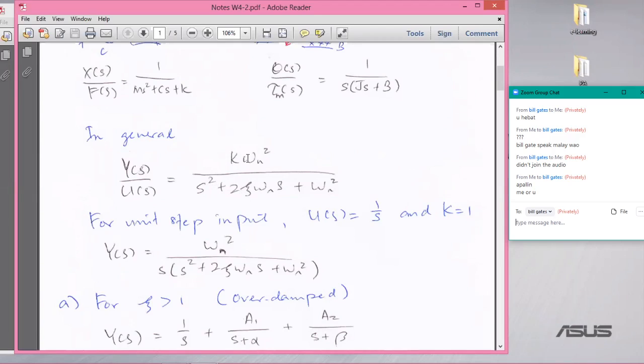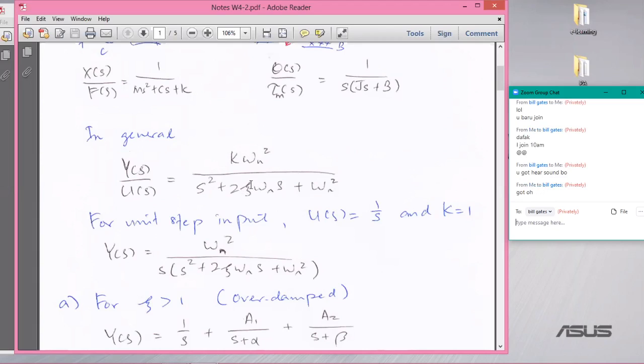Why not just write some constant divided by A s squared plus B s plus C, something like that? Okay, you can do that as well. There's no problem doing that. But in that case, the coefficients A, B, C in the denominator don't have any physical meaning. That is why the second order system is formulated such that it contains the gain K, the natural frequency omega n, and the damping ratio zeta. So this is the transfer function of a second order system.